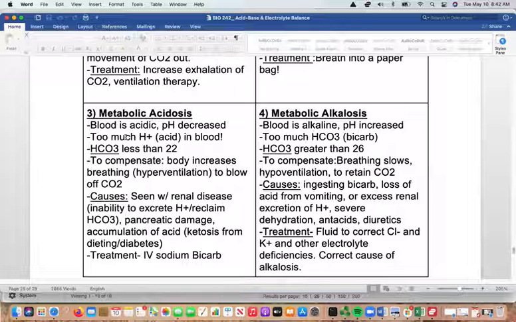So this can be seen with renal disease when they're unable to excrete the hydrogen ion and reclaim the bicarbonate, pancreatic damage, and the accumulation of acid, so ketosis from dieting or diabetes. So it's treated with IV sodium bicarbonate.